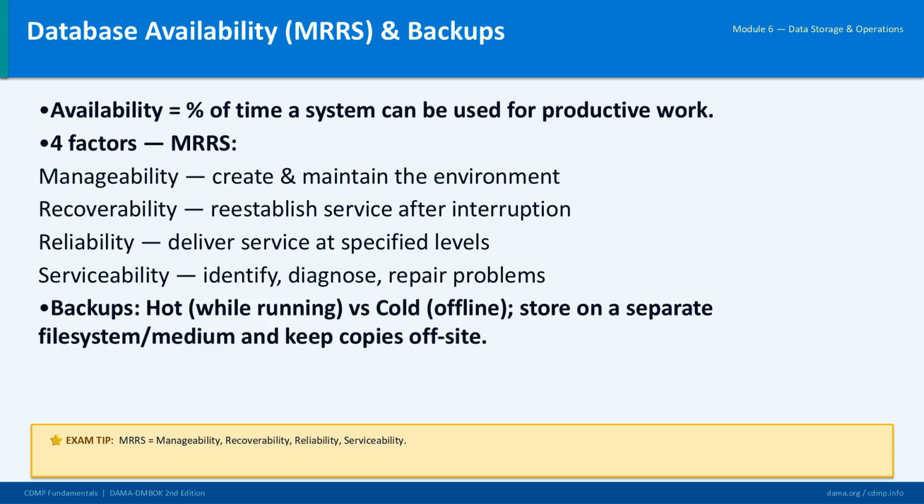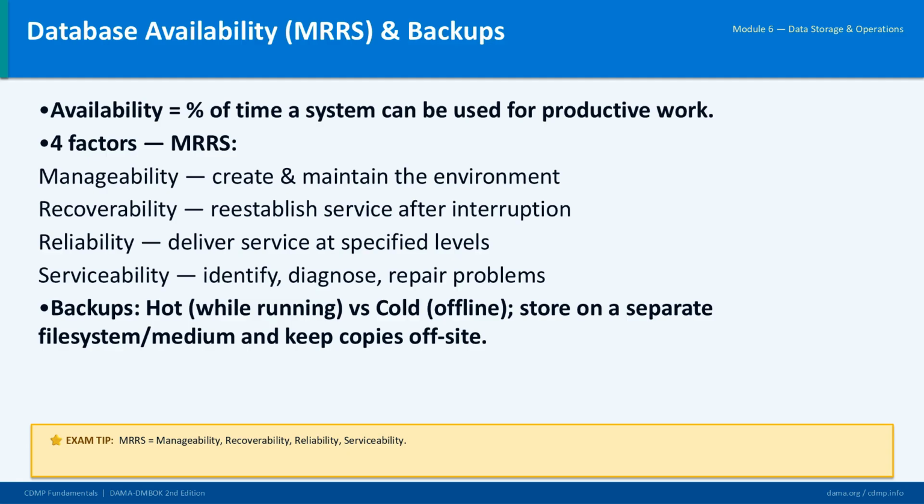Availability is the percentage of time a system or database can be used for productive work. Four factors affect it, and a handy mnemonic is MRRS. Manageability, the ability to create and maintain the environment. Recoverability, the ability to re-establish service after an interruption. Reliability, the ability to deliver service at specified levels for a stated period. And serviceability, the ability to identify, diagnose, and repair problems.